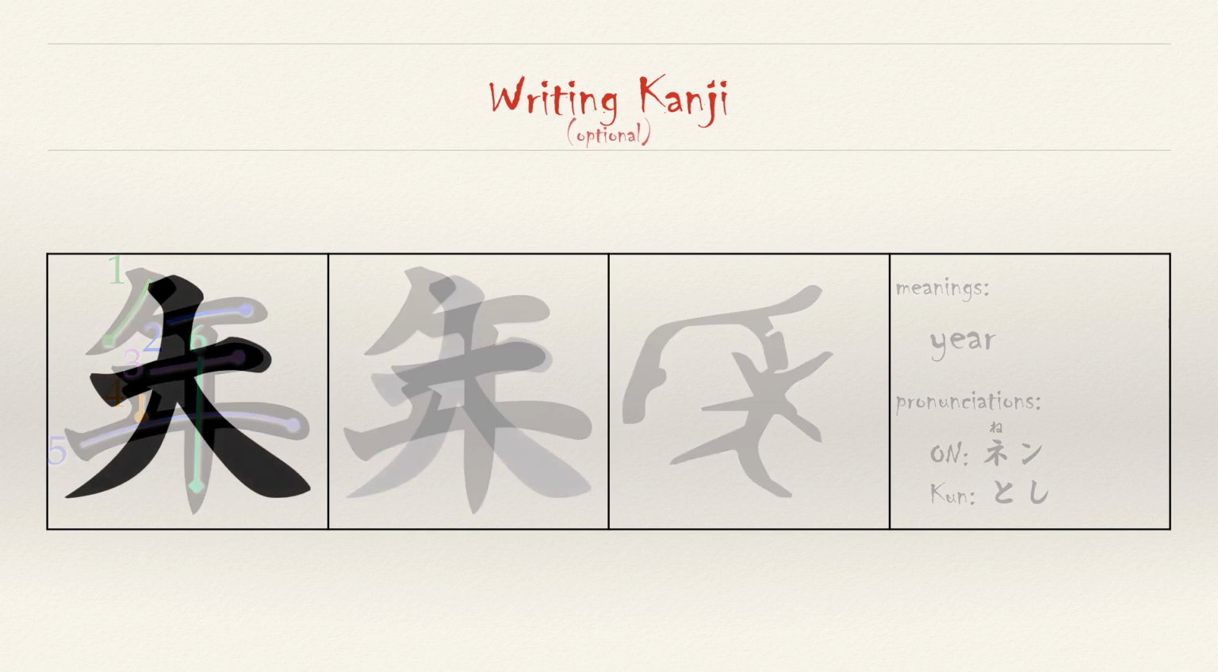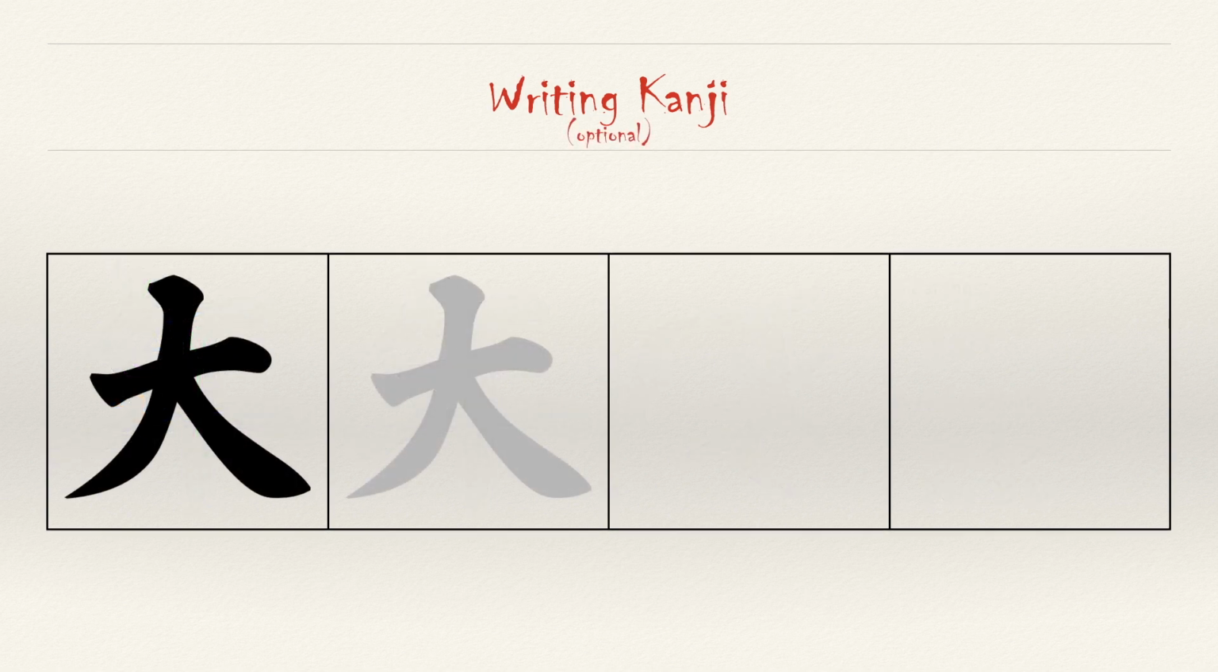I promised 2 optional characters today. This is our first optional character. It is large, or big. If you're thinking this looks a lot like inu, or dog, you're right. We just lose the final stroke. Stroke 1 goes across, and strokes 2 and 3 form hito, or person. Since we already know inu, we'll have no problems with this one.